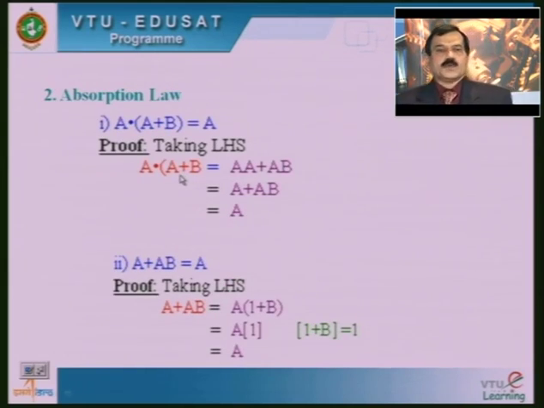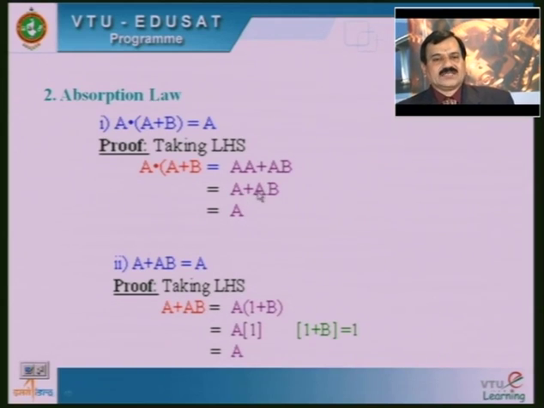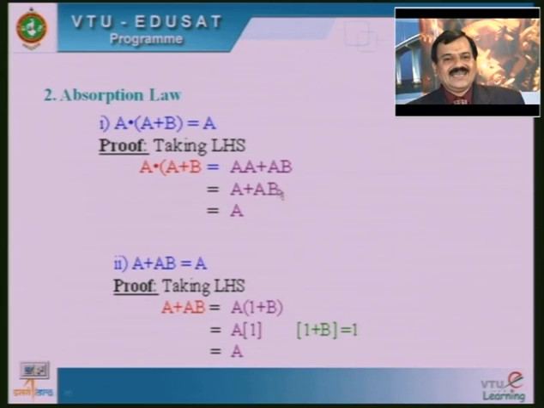Next, the absorption law. Here A dot A plus B should be proved to be A. Taking the LHS, A dot A plus B, once again we multiply: A into A, and A into B. A into A is treated as A, and this AB is written as it is. Now if we take A as common, we can write 1 plus B, that is equal to 1, since 1 plus any value is 1. Already we have seen in the previous slides that A plus anything is A only. So the second equation here is A plus AB is equal to A.